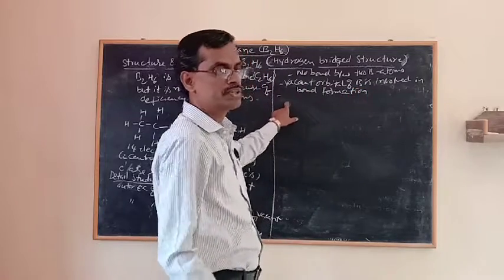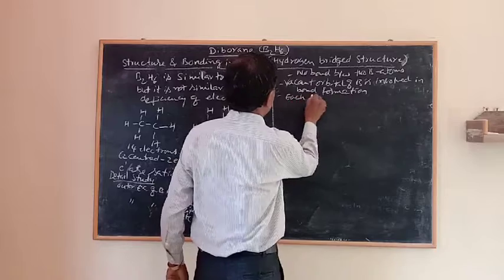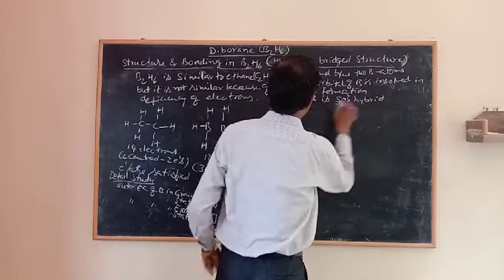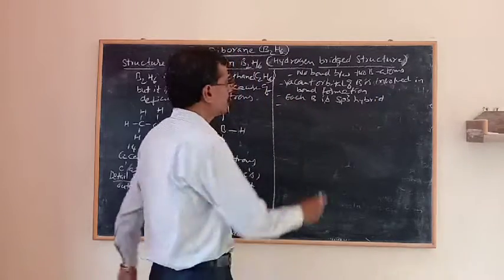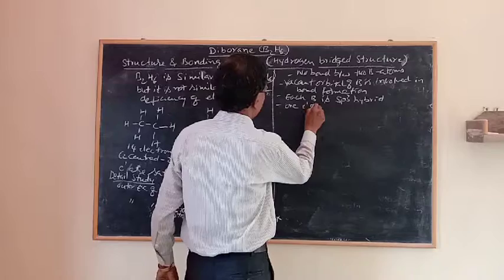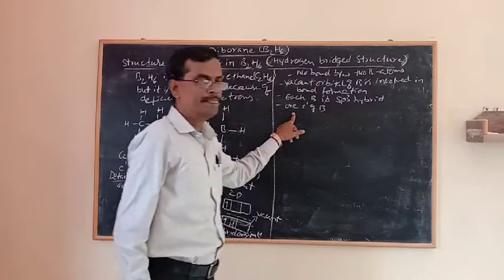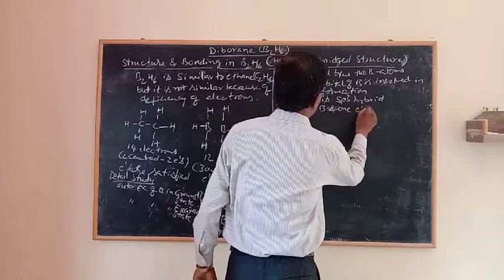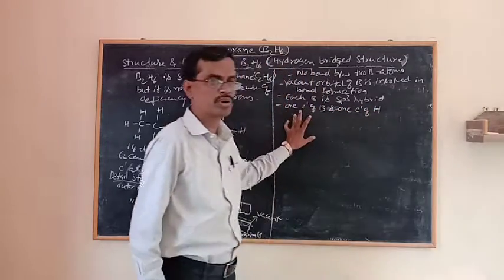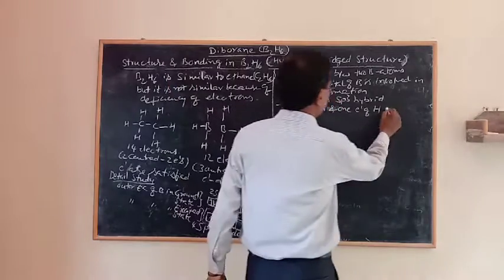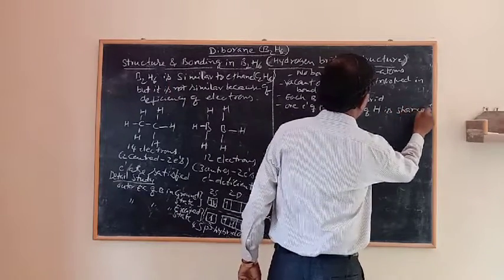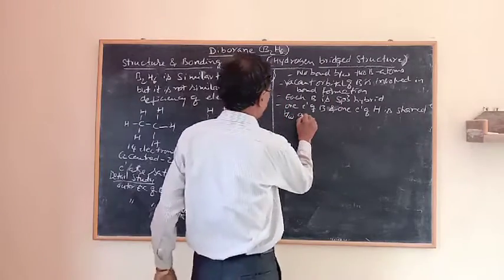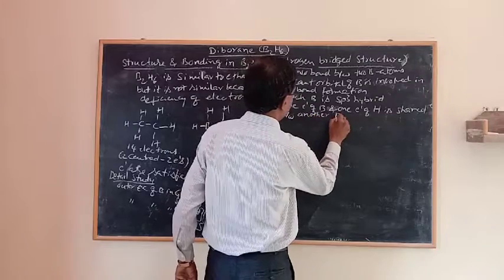Third important thing in this is each B is sp3 hybrid. Next, in this case, 1 electron of boron and 1 electron of hydrogen. 1 electron of boron, 1 electron of hydrogen is shared between another boron atom, another B atom.